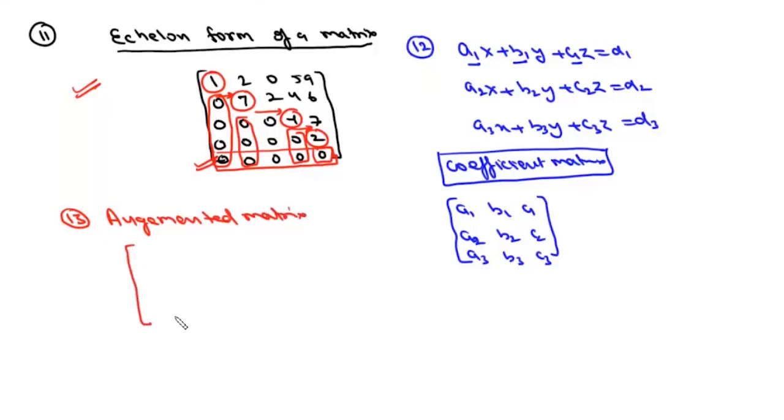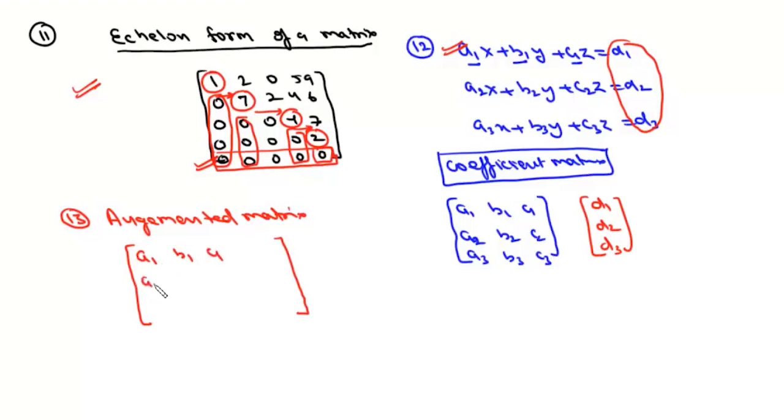Now the augmented matrix is formed by appending or adding columns of two different matrices. Say, for example, we already have this coefficient matrix, and if we take this matrix of constant terms, which is d1, d2, d3, and append this column to it, then we can write this as a1, b1, c1, a2, b2, c2, a3, b3, c3, and d1, d2 and d3, and we generally put this dotted line here. So this matrix is called an augmented matrix.